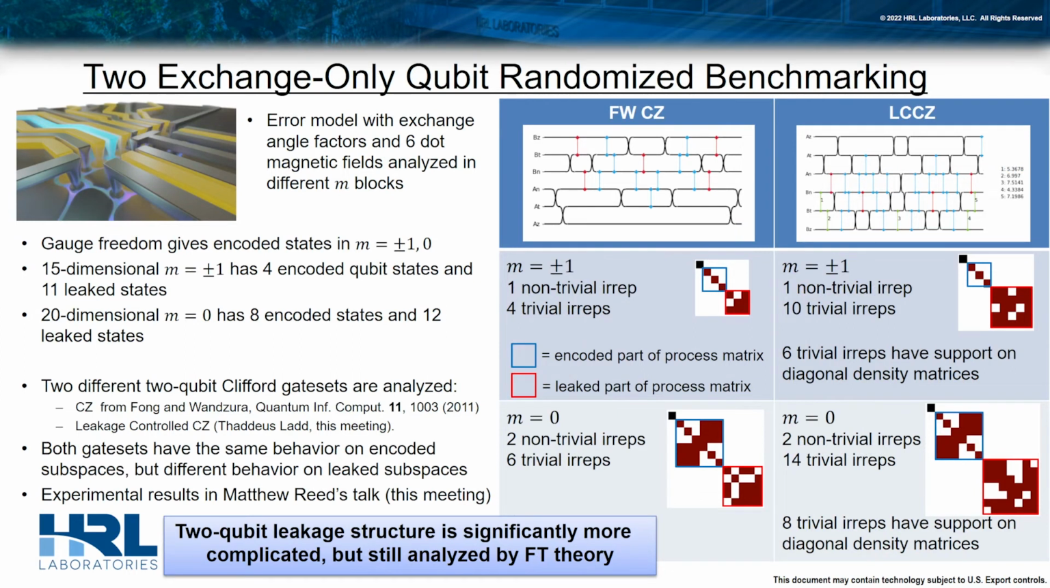Moving on to 2 qubits or 6 spins, the same error model still preserves the different M blocks. The M equals 1, 0, and -1 blocks are populated now. So we need to analyze RB in 15-dimensional and 20-dimensional spin blocks. There are lots of leak states.